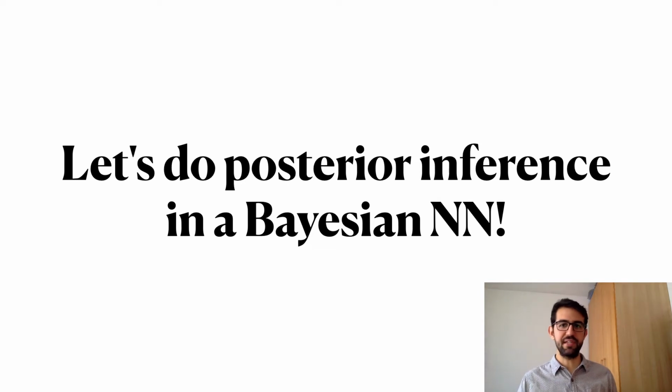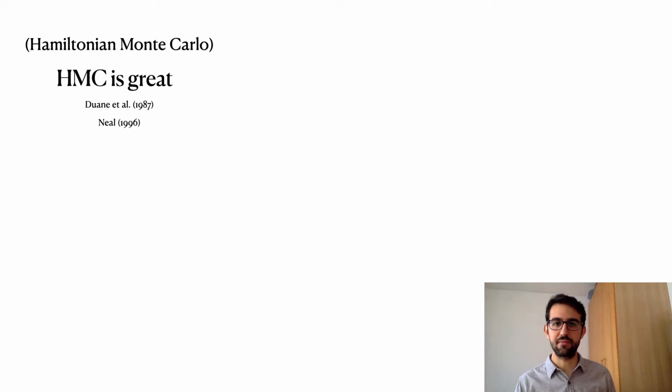Suppose you wake up one day and decide to do posterior inference in a Bayesian neural network, or any parametric model with a large dataset. Your thought process might go somewhat like this. HMC is great. It reaches the typical set of the target distribution quickly and then explores it efficiently. It's the standard Bayesian inference algorithm for models with differentiable inputs for a reason.